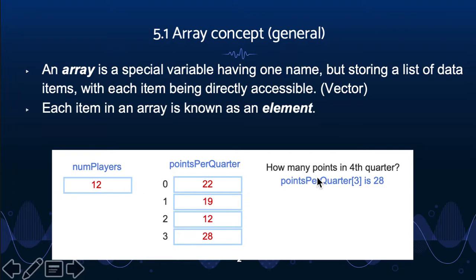In this example, how many points in the fourth quarter? So the fourth quarter is 0, 1, 2, 3. This is the fourth one. In Java we just use 0, starting from 0. And this is 4, which is 28.